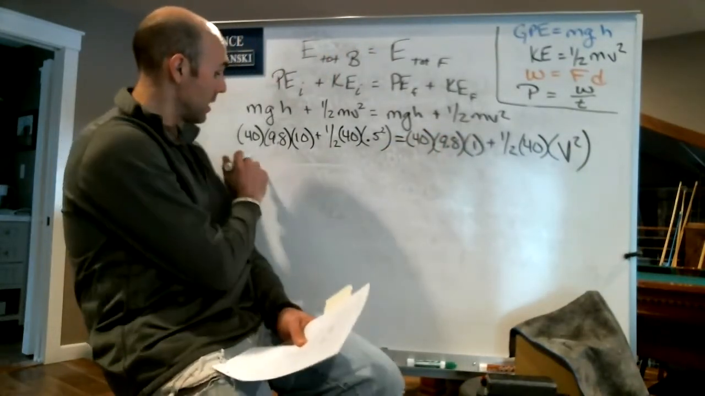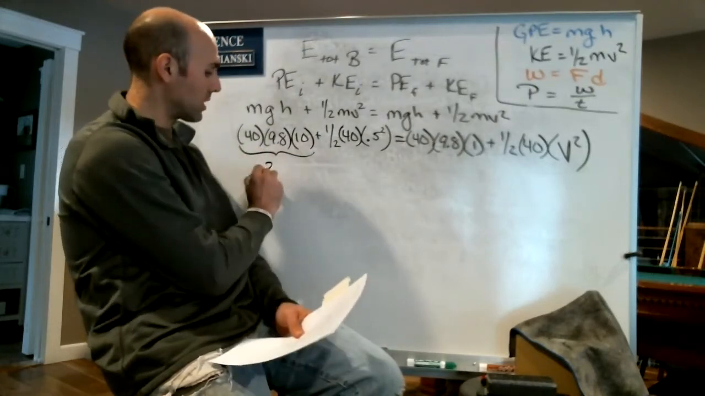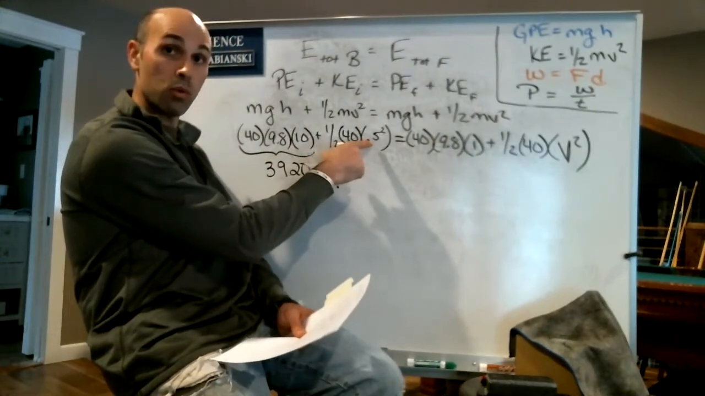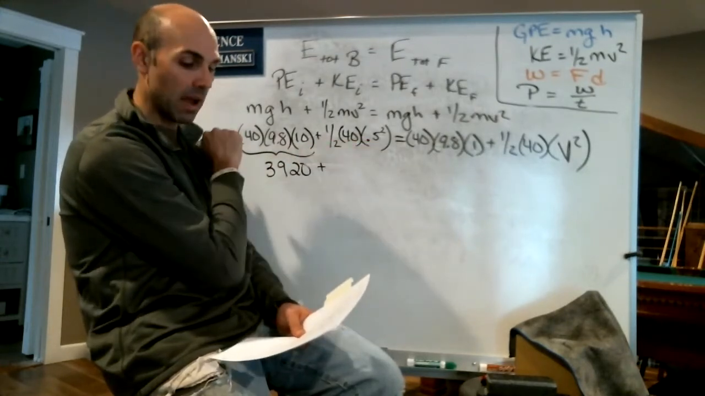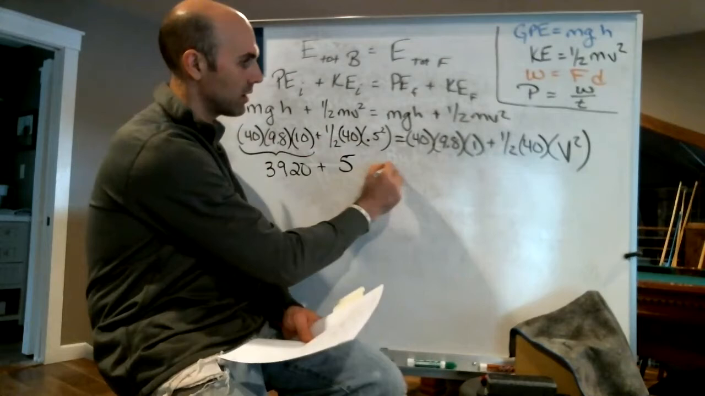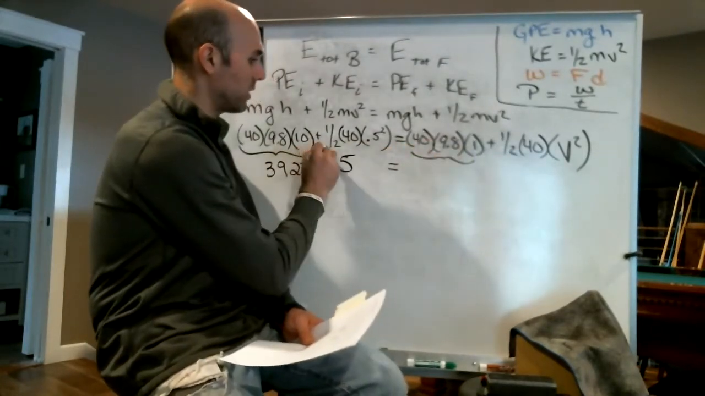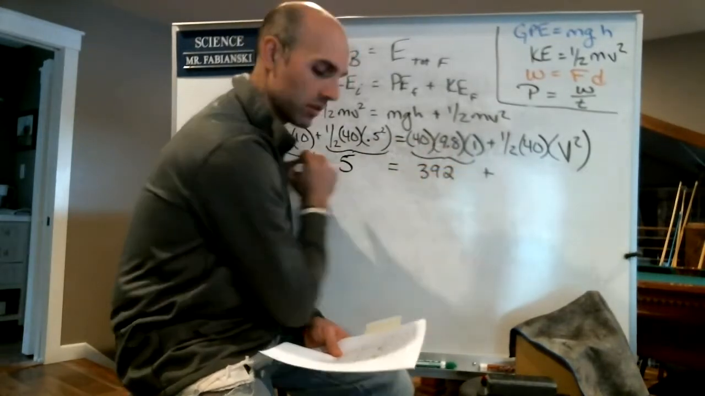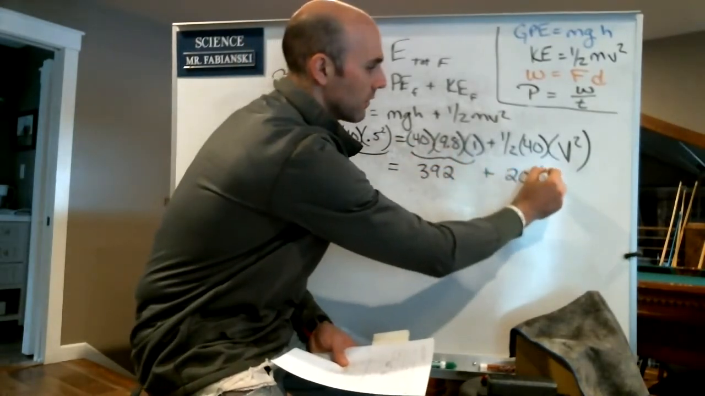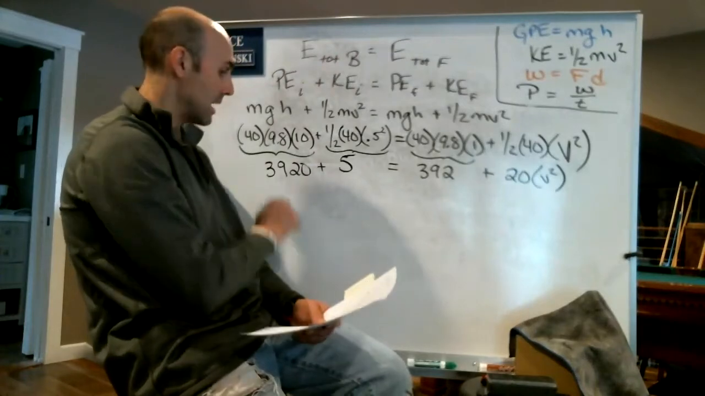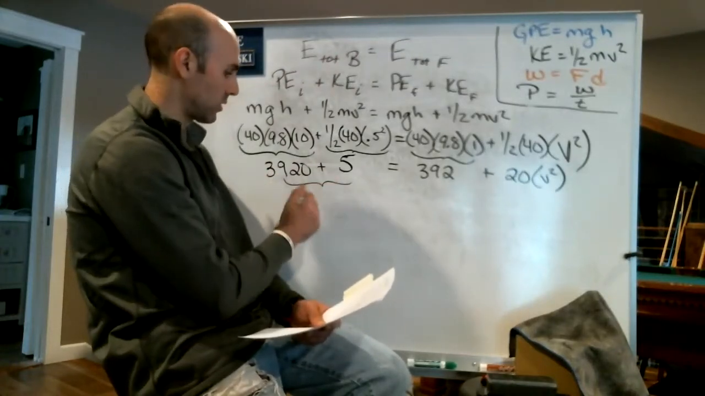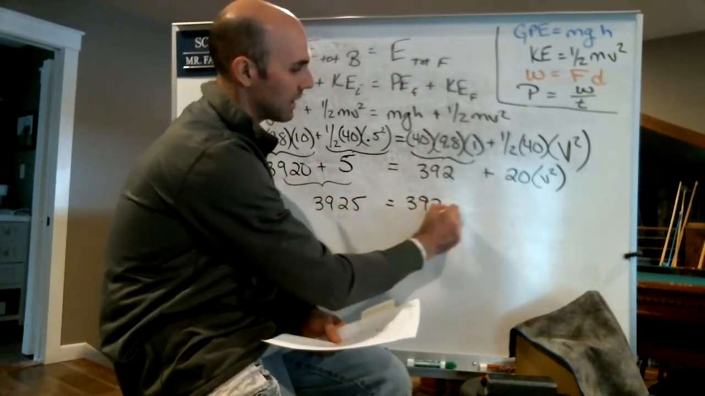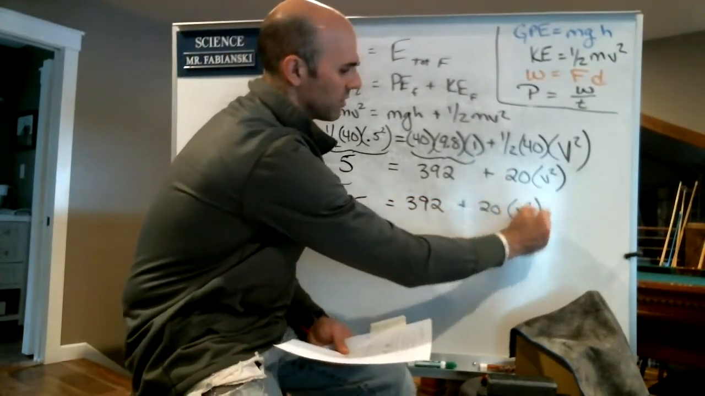Okay, let's keep moving on. Multiply all this out, we get 3,920 plus, make sure you square the 0.5 first, multiply by 40, multiply by 1/2, you get 5, equals, multiply all this out, you get 392 plus 20 v squared. Add these two together, you get 3,925 equals 392 plus 20 v squared.